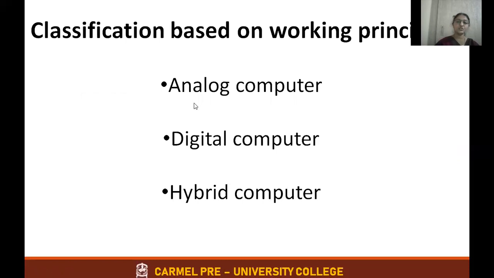Working principle: you should remember, in the test or even generally in the assignment, if they ask you to explain the types of computer based on the working principle, you need to explain analog computer, digital computer, hybrid computer. All these names may feel like new terms, but it's not at all difficult. It's only that you have not heard them all these days.